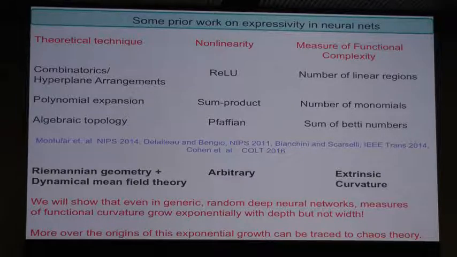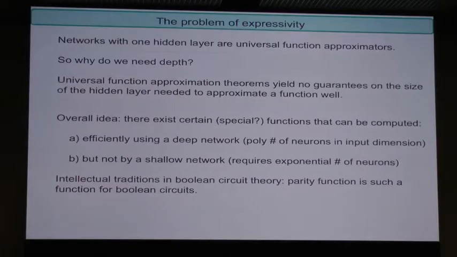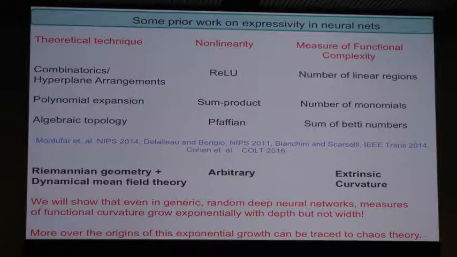In fact, the type of rigidity we'd like to remove is we'd like to come up with a theory that applies to arbitrary nonlinearities. So the way we're going to do that is we're going to really think geometrically about what's going on. This will be required to think about the geometry of function space. So we're going to actually use Riemannian geometry and ideas from dynamical mean field theory and physics. We're going to combine them to show that the extrinsic curvature of functions computed by deep networks can grow exponentially with depth, but not with width.